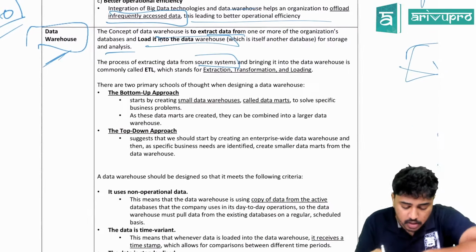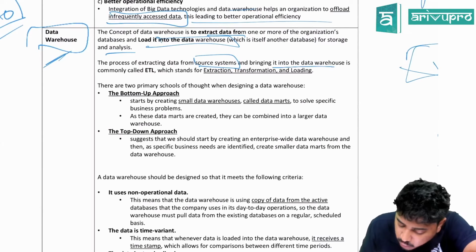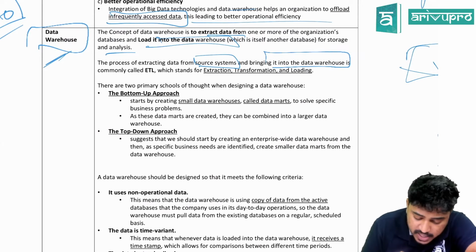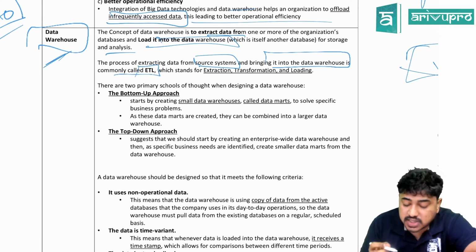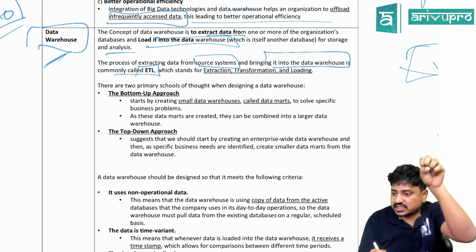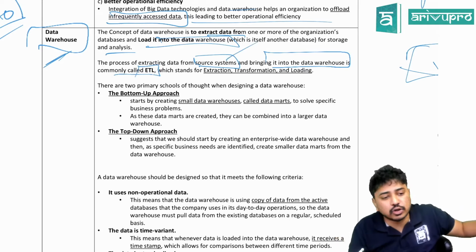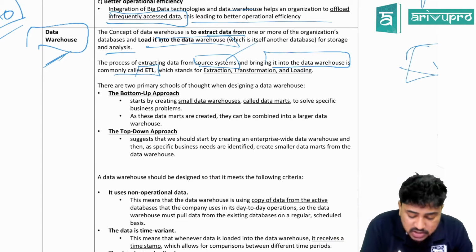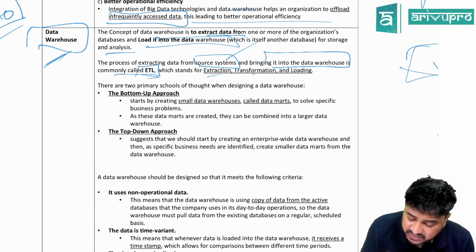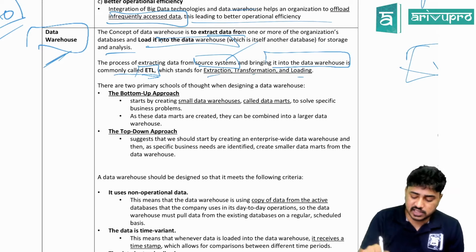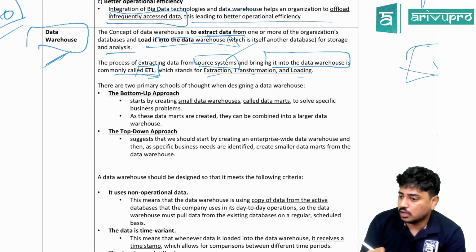Let us see. Now, the process of extracting from the source system and bringing it into a data warehouse is commonly known as ETL. The process of extracting the data from the main system and putting it in the warehouse is called ETL. What does ETL stand for? Extraction, transformation, and loading. We'll see this very shortly.